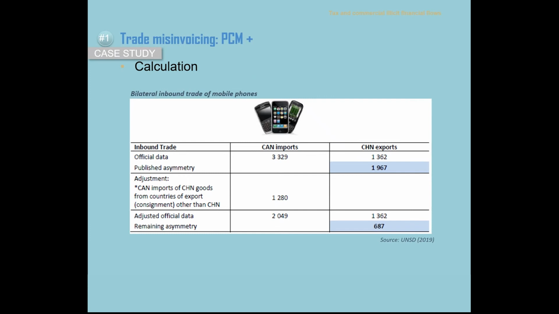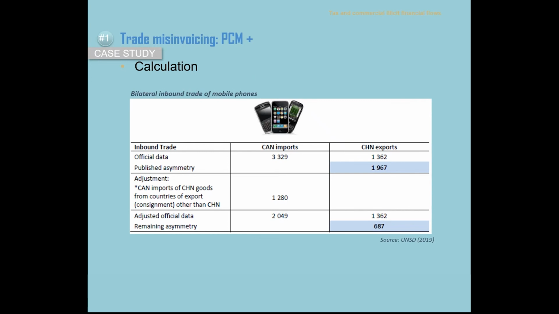Now, why is there such a huge asymmetry? Well, if we do some of the adjustments for the partner country attribution, what we can see is that the Canadian imports of these Chinese mobile phones from countries other than China, so from countries of consignment, are amounting to 1,280. So the adjusted official data of Canadian imports of mobile phones directly from China is just above 2,000. And the remaining asymmetry, therefore, shrinks down to less than 700.